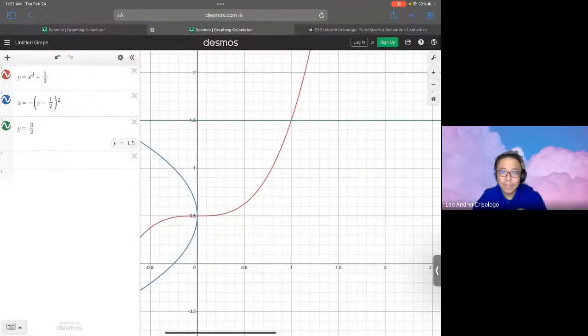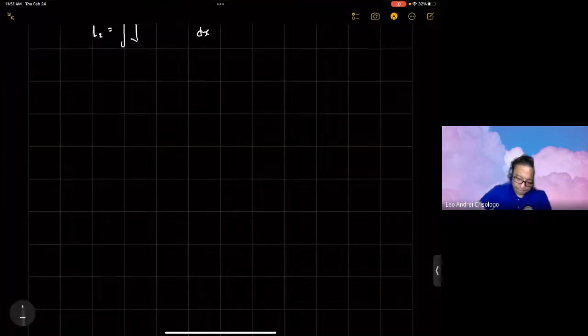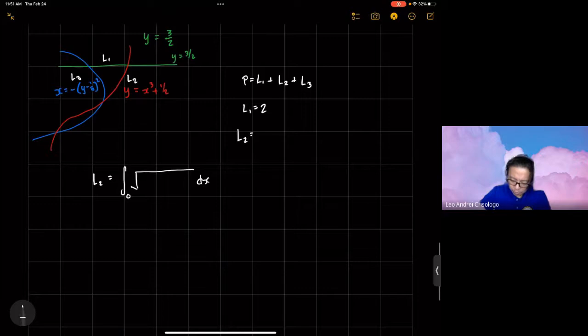Take a look at the red na portion. It is from 0 to 1, kasi ang tingin natin along x. X equals 0 to x equals 1. So from 0 to 1 of the square root of 1 plus the derivative of x cubed plus 1/2 quantity squared. So that's just 3x squared, squared. And yeah, that's it.